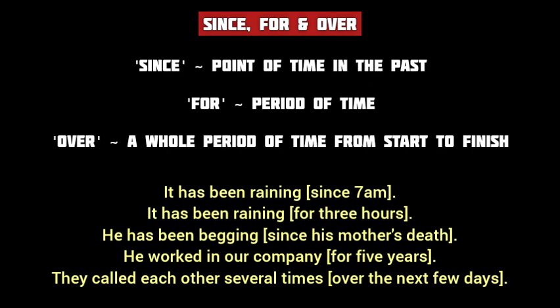Now see the next sentence. It has been raining for 3 hours. In this sentence, the preposition for indicates a period of time, that is 3 hours. We understand for how long it has been raining.